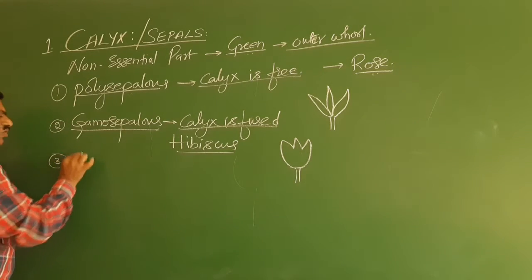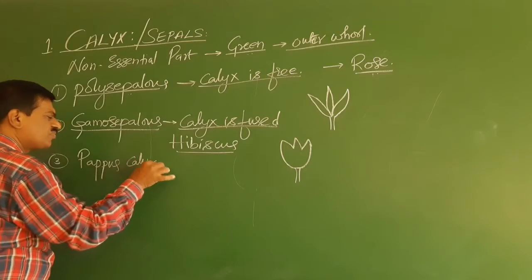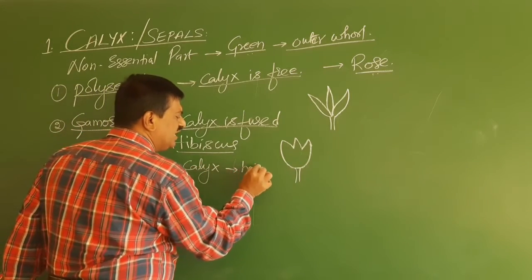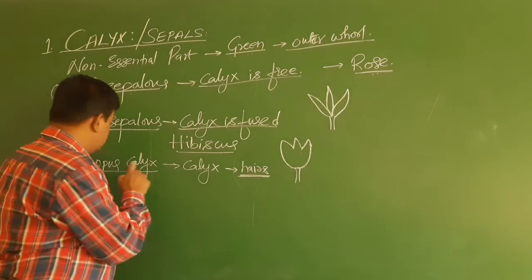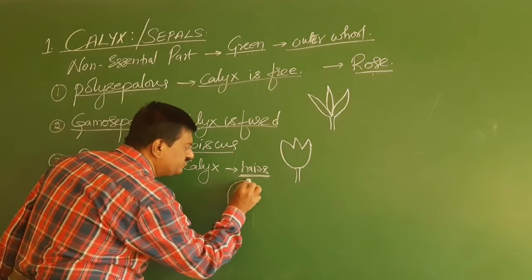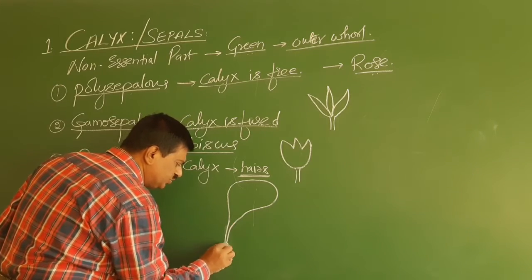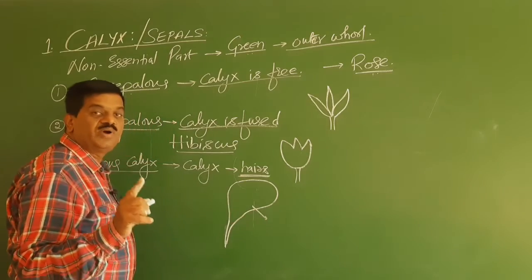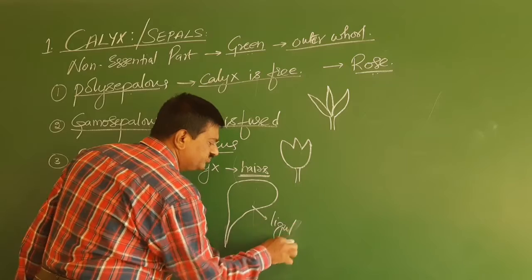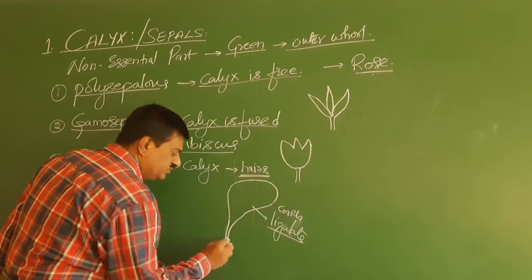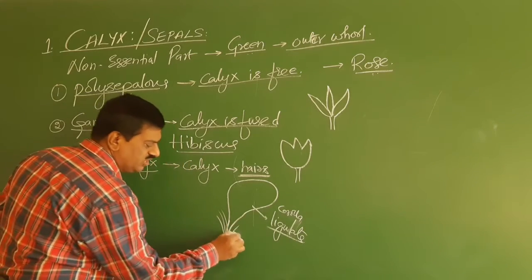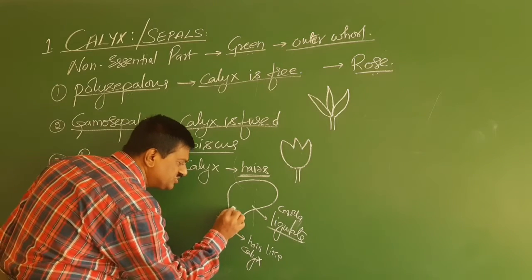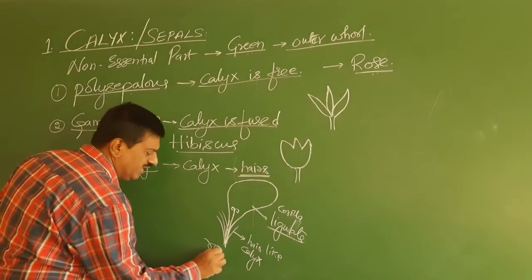So we go for the third one called pappus calyx. The word pappus means the calyx is modified like hairs. Hence it is called pappus calyx. When you take a ray floret, as I mentioned in the sunflower, our head inflorescence has two types of flowers, ray florets and disc florets. The ray floret has the corolla in the form of a tongue-shaped ligulate corolla, and the calyx is modified like hairs. This is called hair-like calyx. Inside this there is the presence of gynoecium. So this is called a ray floret.